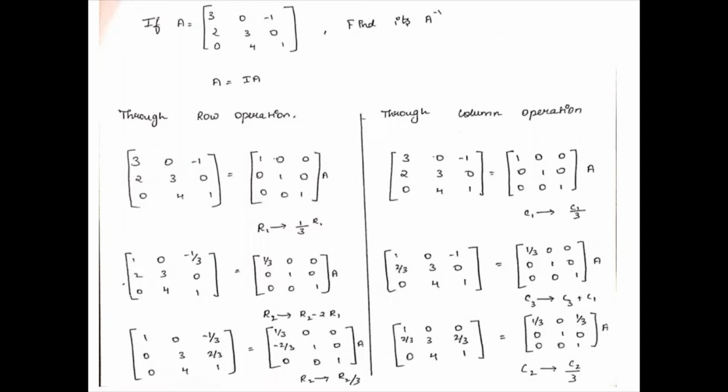Here A is equal to 3, 0, minus 1, 2, 3, 0, 0, 4, 1. We need to find the A inverse. We will do both row operation and column operation simultaneously so that you may easily understand it. First, A is equal to IA, that is 3, 0, minus 1, 2, 3, 0, 0, 4, 1 is equal to 1, 0, 0, 0, 1, 0, 0, 0, 1 into A.